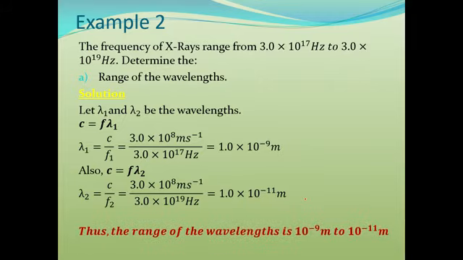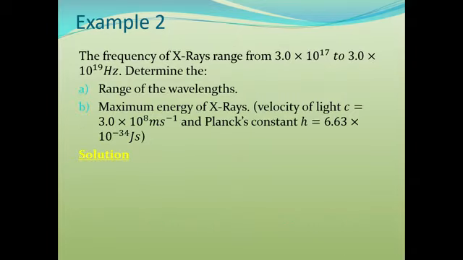So it will be right to say the range of wavelengths is 10 power negative 9 meters to 10 power negative 11 meters. That will be the range of wavelengths of that particular X-rays that you have.